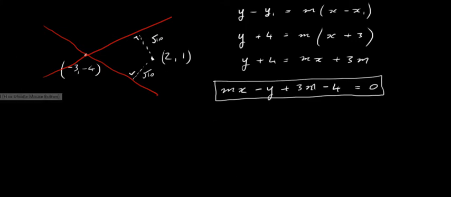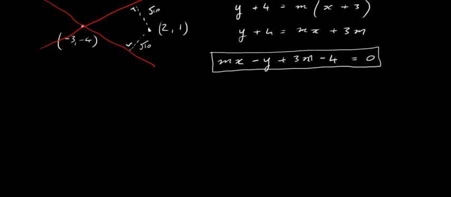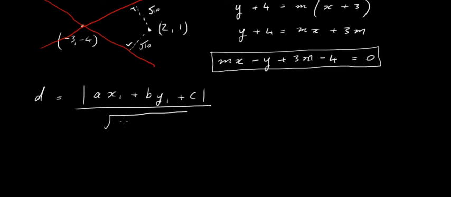So let's write down our distance formula anyway. Again, d here is going to be equal to the modulus of ax1 plus by1 plus c all over the square root of a squared plus b squared. So let's just write down what a, b, and c are again. Well, a in this case is just going to be the coefficient of the x, which is m. B here is going to be the coefficient of the y, in this case minus 1. C here is just going to be whatever's left over without the x and y, so it's just going to be 3m minus 4.